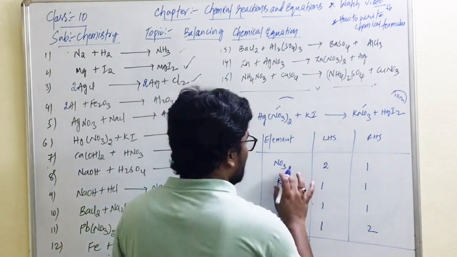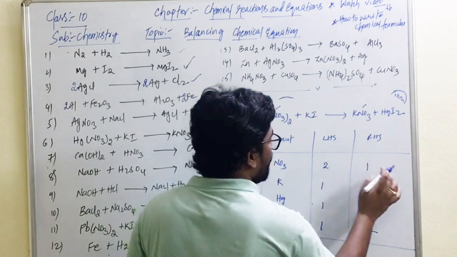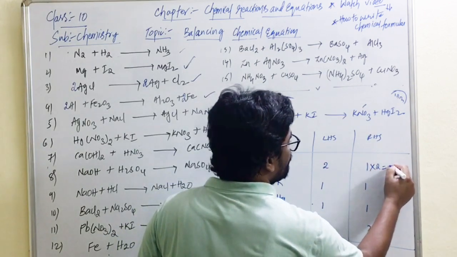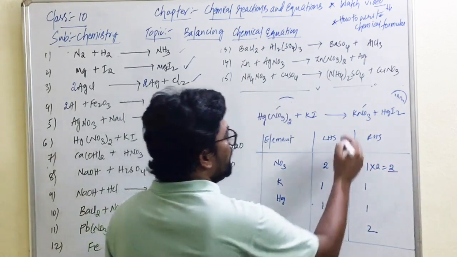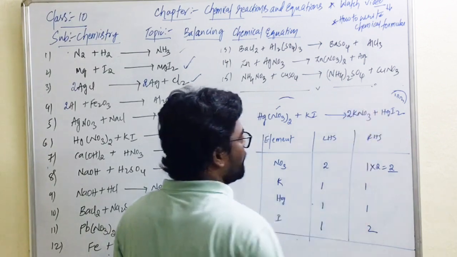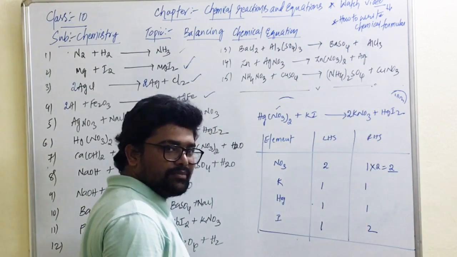Okay, nitrates: 2 on the left hand side but 1 on the right hand side, so multiply with 2, right, and we will get equal. Place this 2 before KNO3. Nitrates are balanced. Is it clear?